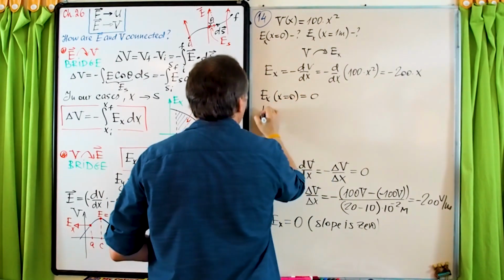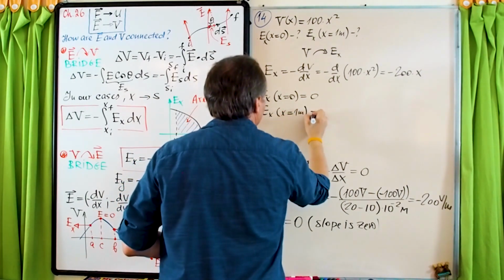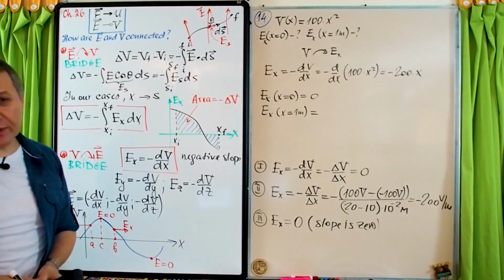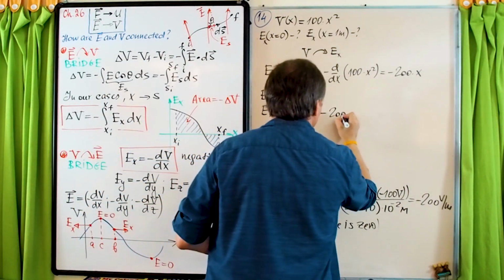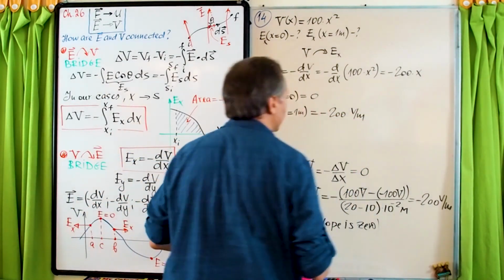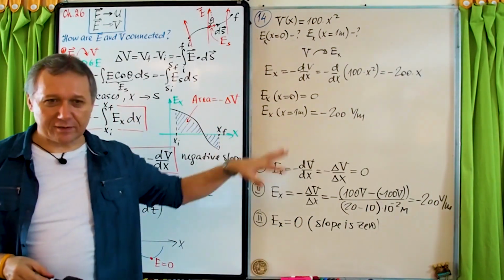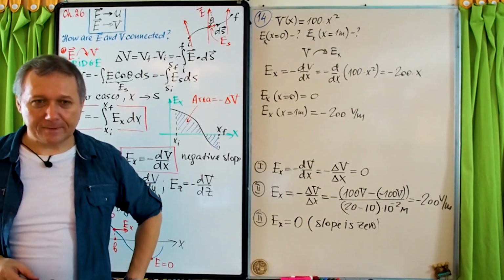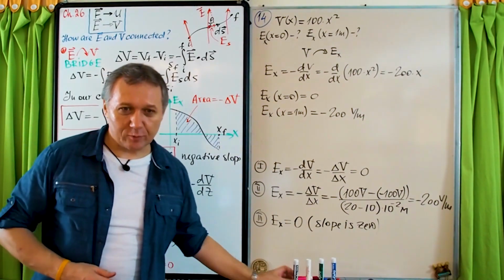So Ex at x equals 0 will be 0, and Ex at x equals 1 meter will be negative 200. Done. That's why I decided to finish it quickly before the conceptual question. It will take a little bit longer.